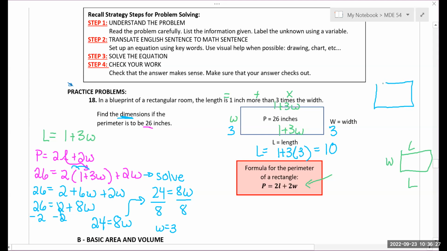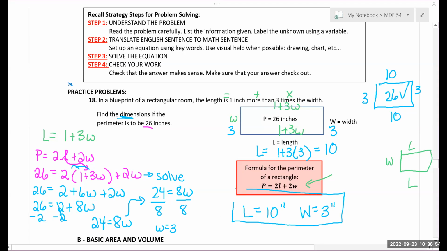So if I come up here, I'm saying that this is 3, 10, 3, 10, and we can check our work. 13, 23, 26. We are good to go. So the length was 10 inches and the width was 3 inches. I forgot the inches off that part up there. And we have an answer to our problem. So if you need to see that one, always rewind, watch it again.